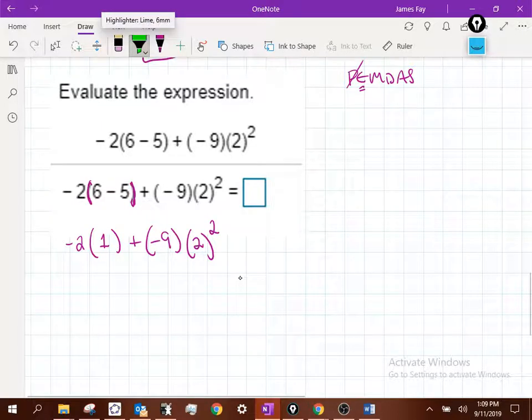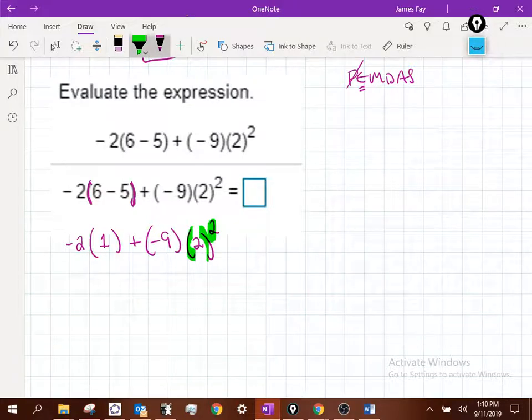That's my exponent, right? That exponent gets applied to only the thing it's directly behind. And these parentheses are telling me the object that the power of 2 is directly behind is the base of 2. So what it's saying is that you're going to take the base of 2 and multiply it by itself twice, and what should that green stuff then turn into? 4. So I now have negative 2 times 1 plus then negative 9 times 4.